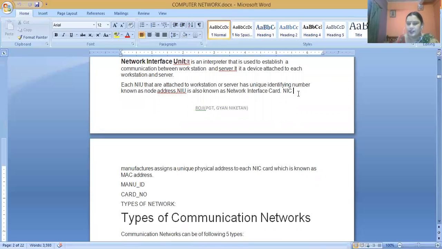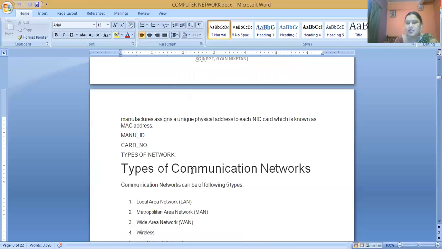The NIC manufacturer assigns a unique physical address in the NIC card, and this unique physical address is known as the MAC address. This MAC address is divided into two parts. First part is manufacturer ID and second part is card number.